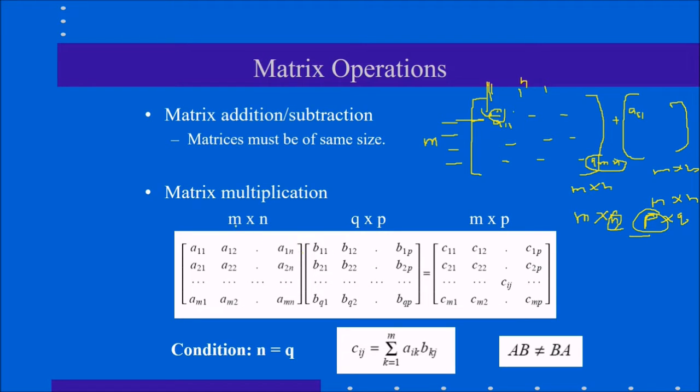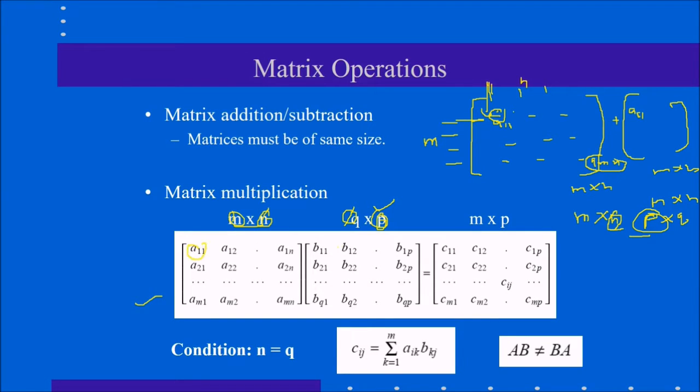Here, the condition: an m by n matrix and a p by q matrix, n should be equal to p, and in this case you will get a final matrix of order m by q. This is the requirement. So how is matrix multiplication done?